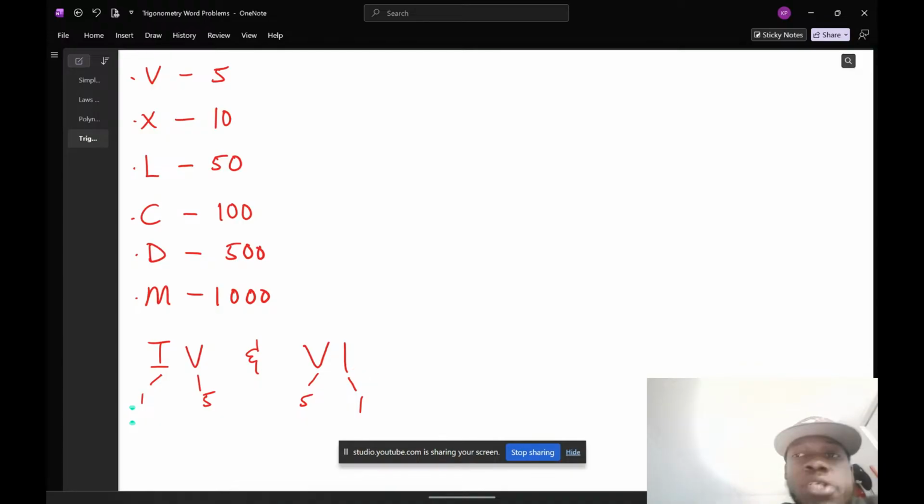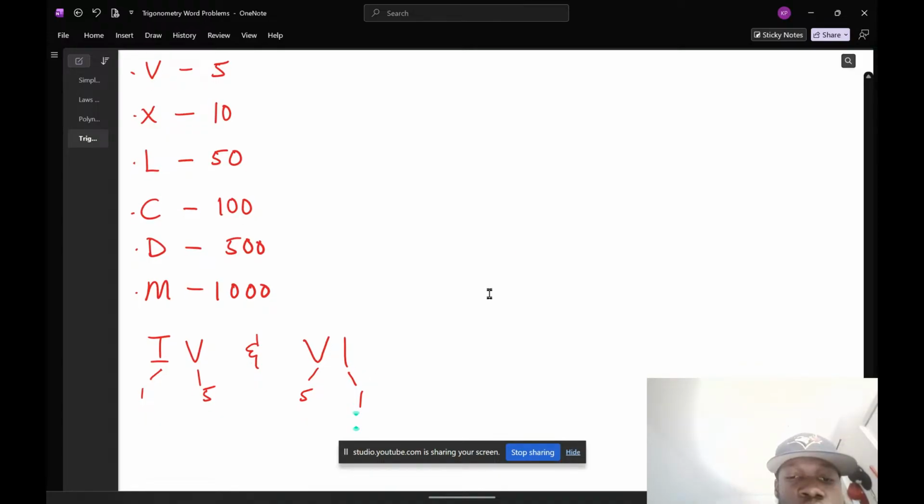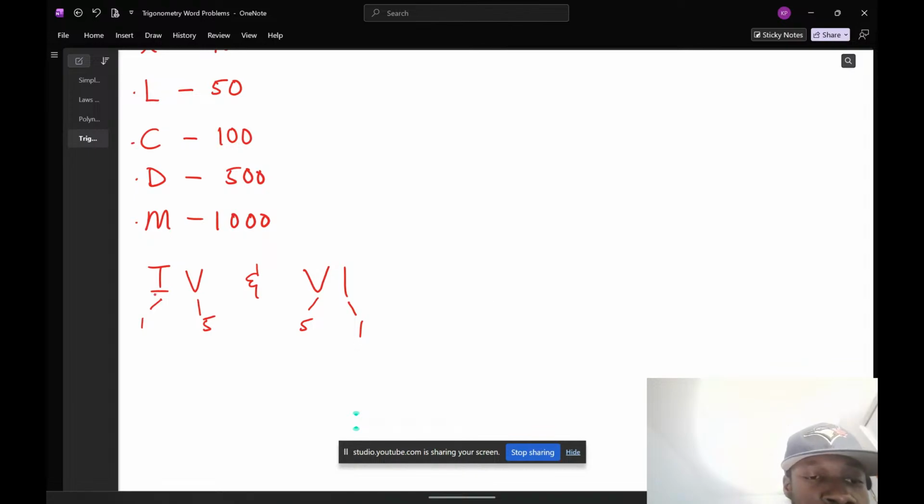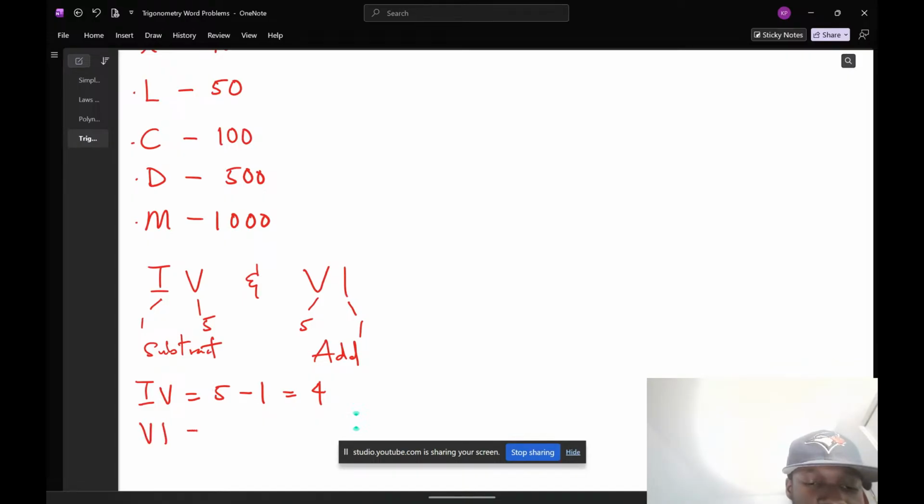One thing you will need to notice is that whenever you are given Roman numerals like this, when you have a smaller Roman numeral written before the bigger one, you subtract. And when the bigger Roman numeral is written before the smaller one, you add. So we know that IV is 5 minus 1, which is 4, and VI is 5 plus 1, which is 6.